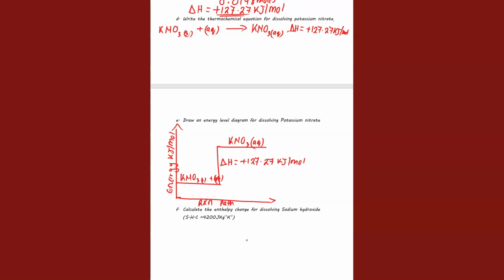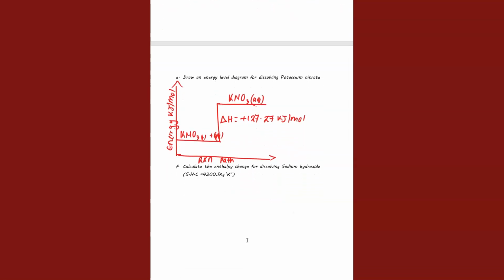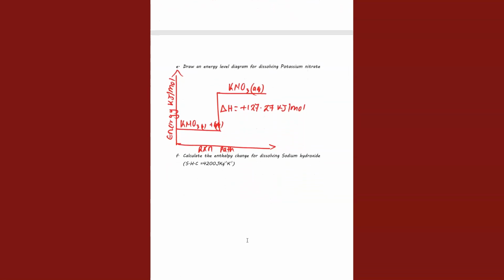The next question, you are told to calculate the enthalpy change for dissolving sodium hydroxide. Again, because in that question you are dissolving two things. One was sodium hydroxide, the other one was potassium nitrate. You're also going to say that the enthalpy change will be given by mass multiplied by the specific heat capacity multiplied by change in temperature.